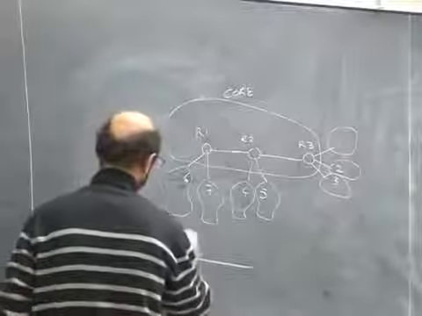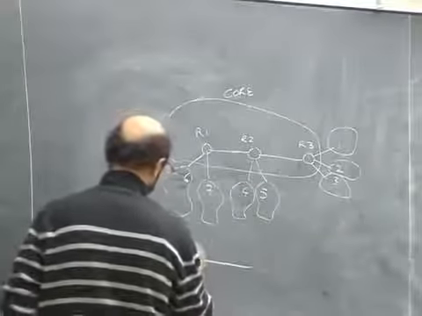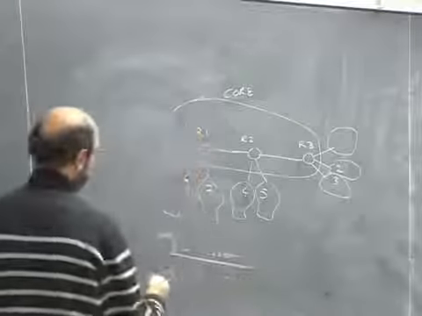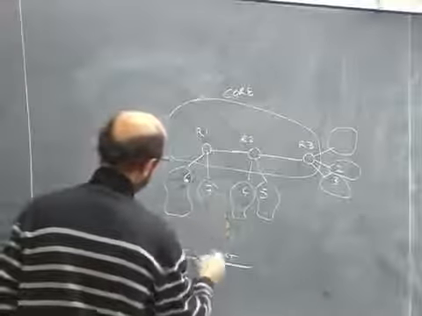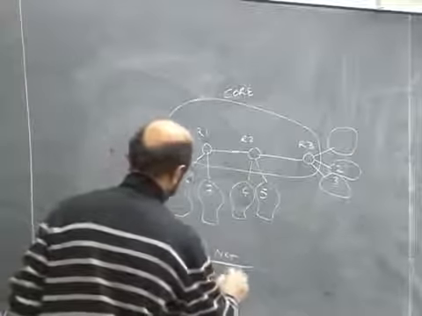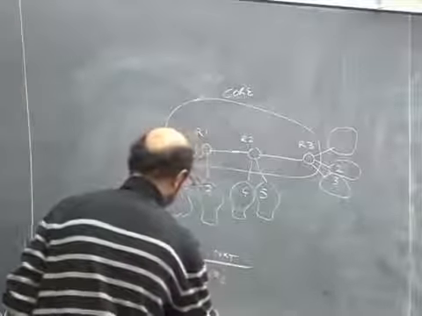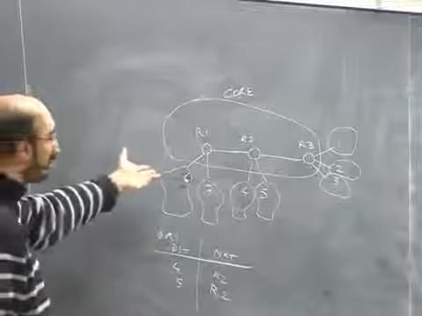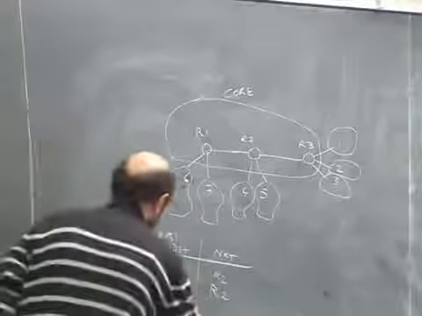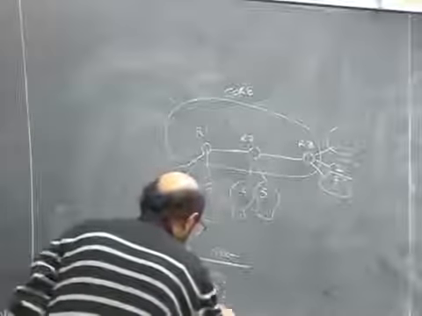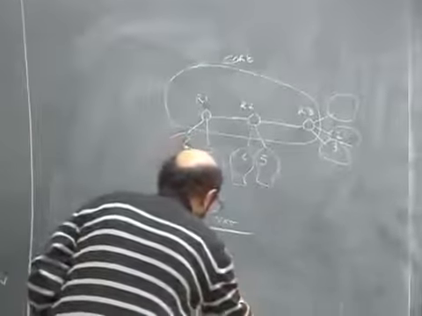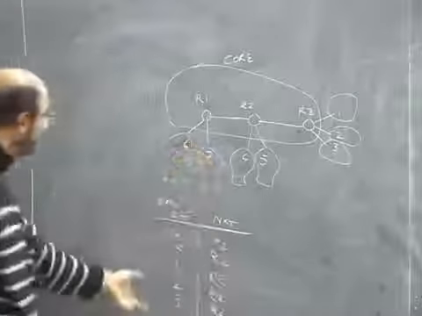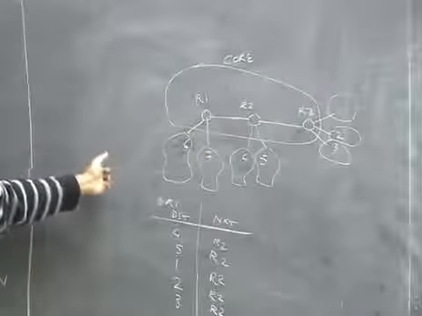This is at R1. It says the destination, and I want the next hop. I'll make it even simpler. If the destination is 4, the next hop is R2. If the destination is 5, the next hop is R2. Well, we know that, because that's obviously where it is. But moreover, if I have 1, 2, or 3, then it's R2 as well. In all these cases, I'm going to send it to R2.